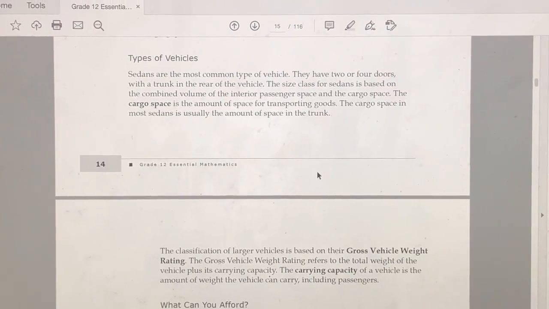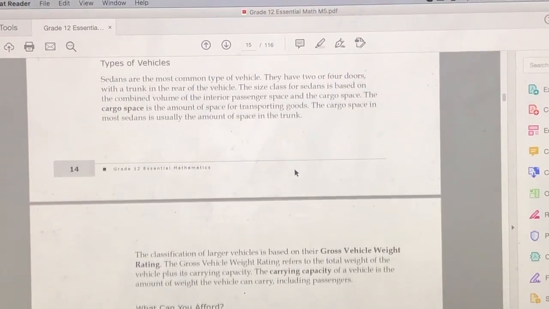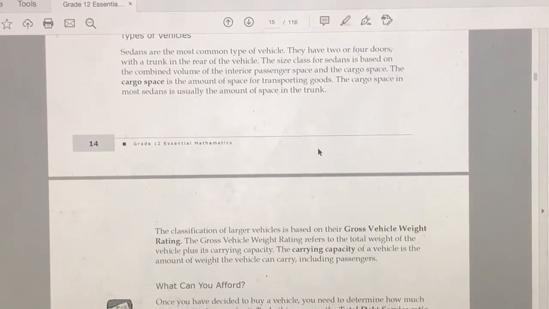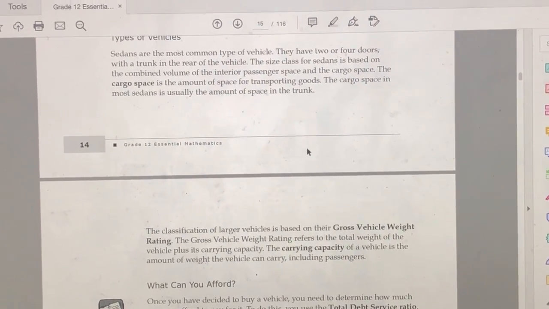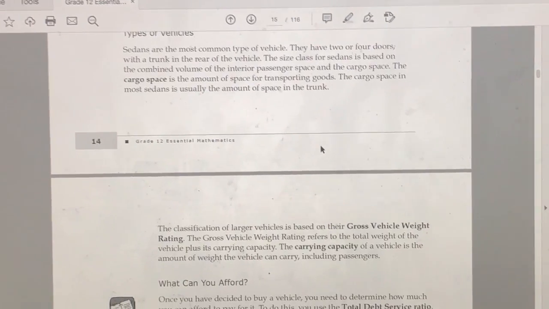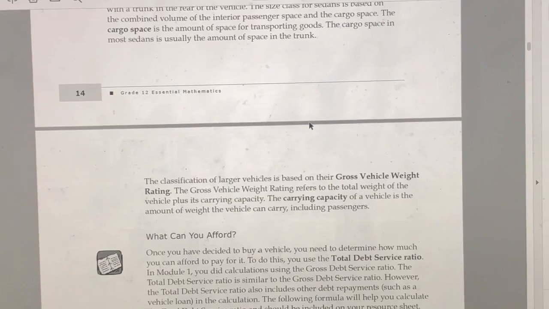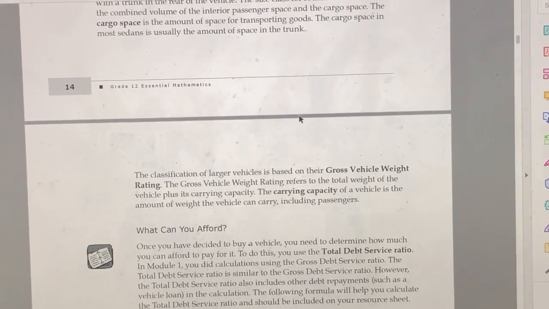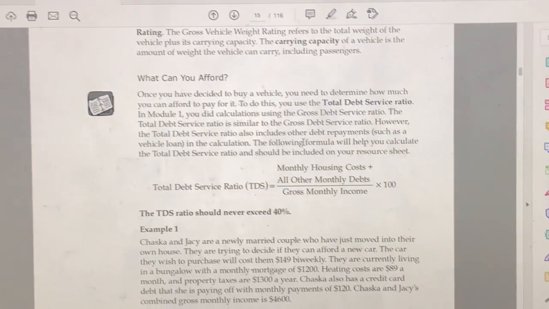If you're someone that likes to hold a bunch of stuff in your car, then you're probably going to want a bigger car or something that can carry all that load. The classification for larger vehicles is based on gross vehicle weight rating. Gross vehicle weight rating refers to the total weight of a vehicle plus its carrying capacity. The carrying capacity of a vehicle is the amount of weight the vehicle can carry, including the passengers. So something to note.